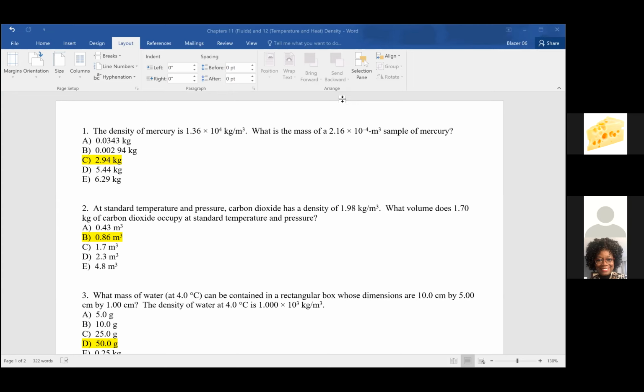Okay, so look at the answers here for number 1. The density of mercury was given. What is the mass of this volume sample? Did you all get that answer? Does that answer look correct? 2.94 kilograms? I'll give you a minute to pull up what you worked on and see what answer you received.